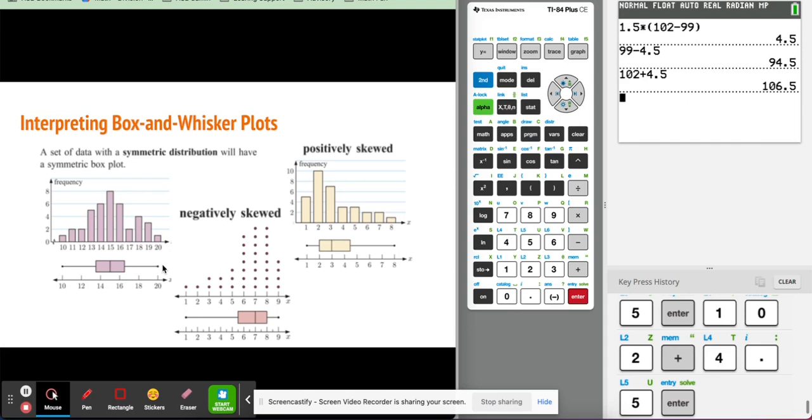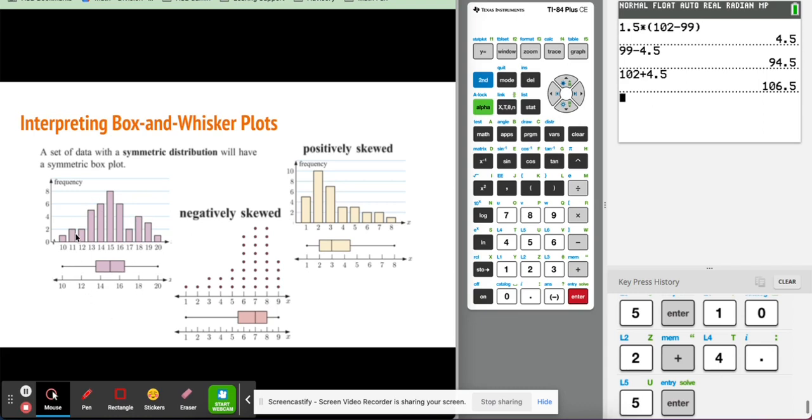So this is what we would describe as a symmetrical box and whisker plot because our median is in the middle of all of our data points. Notice that the median is exactly halfway between 10 and 20. Our median is at 15. And the box has the same length on both sides, same as the whiskers. So this is an example of a symmetrical box and whisker plot.